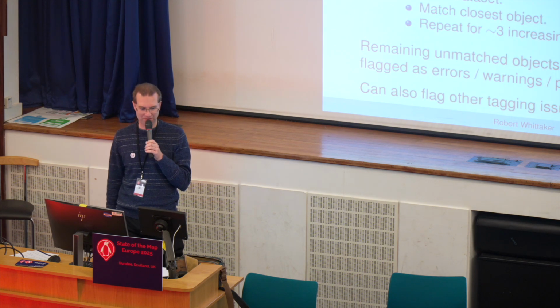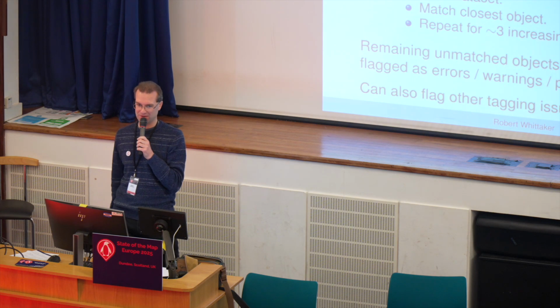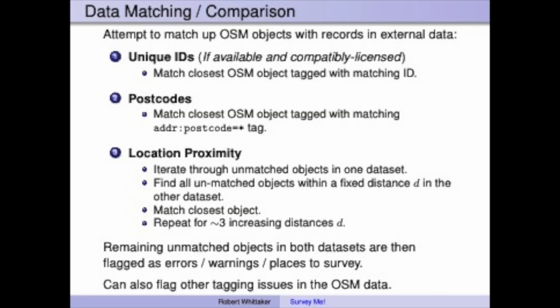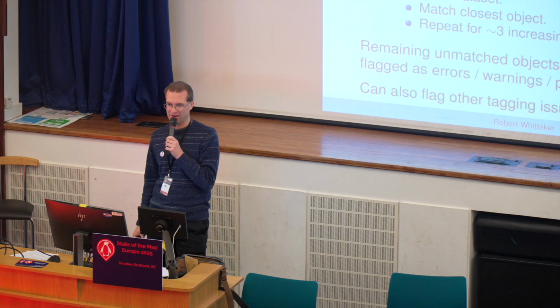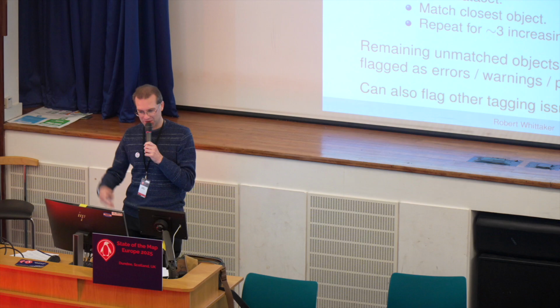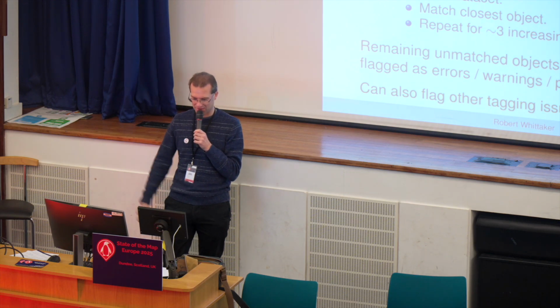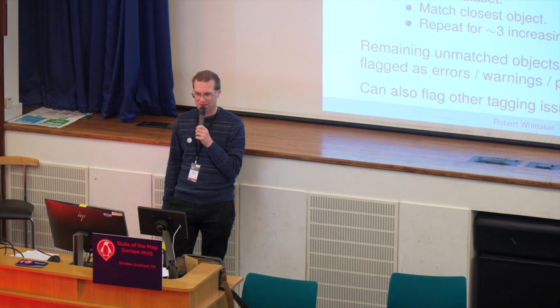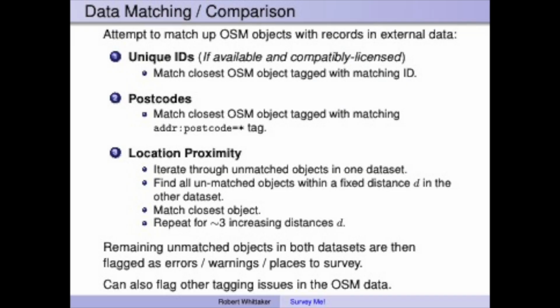And I've got a fairly simplistic approach to this, but it seems to work pretty well with a little bit of tuning. So if we're lucky and the external data set has some unique IDs in it, and it's licensed so we can use them in OpenStreetMap, then hopefully people might see this as a good thing and add the external IDs to OpenStreetMap. And then we can be really confident that we've got matches between the OpenStreetMap data and the external data set. If not, then we're having to do a bit more fuzzy matching.